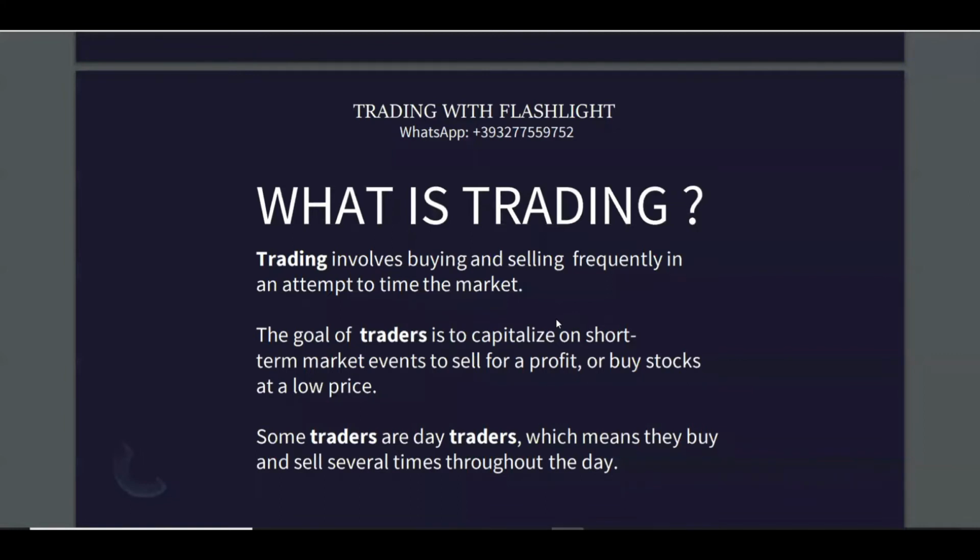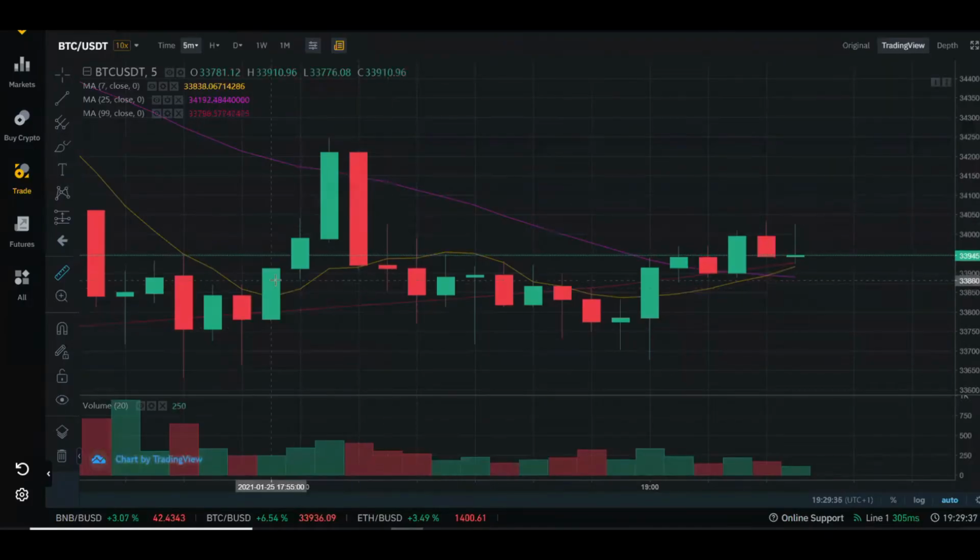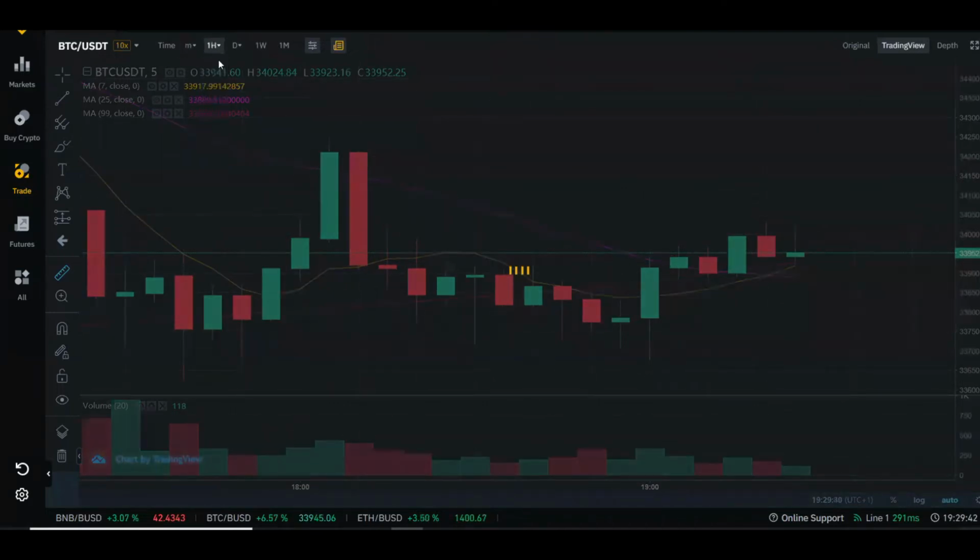So when you want to buy, you simply observe the chart. It's very simple. You just observe the chart and you choose the time, either in minutes or in hours.